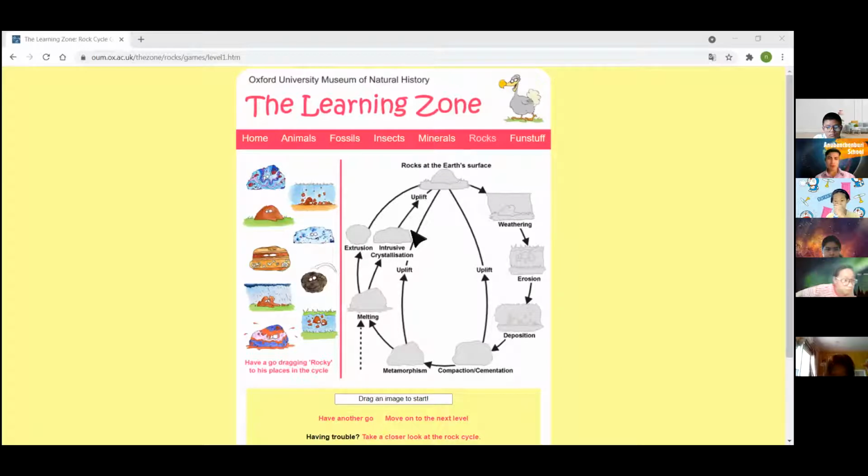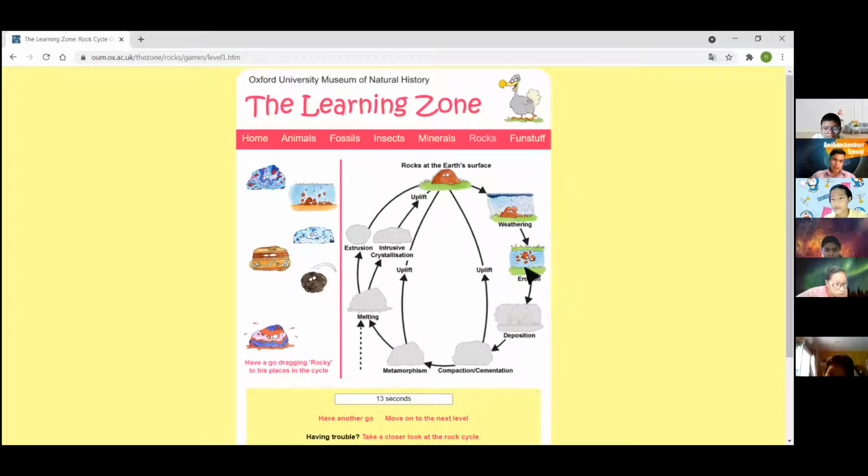There is a grass and a rock that should be there on top. Okay, put it there. Very good. What about the next one? Weathering. Okay, very good. And next to the weathering, the erosion. Okay, then what is deposition? What about compaction and cementation? There, very good. It's a sedimentary rock.